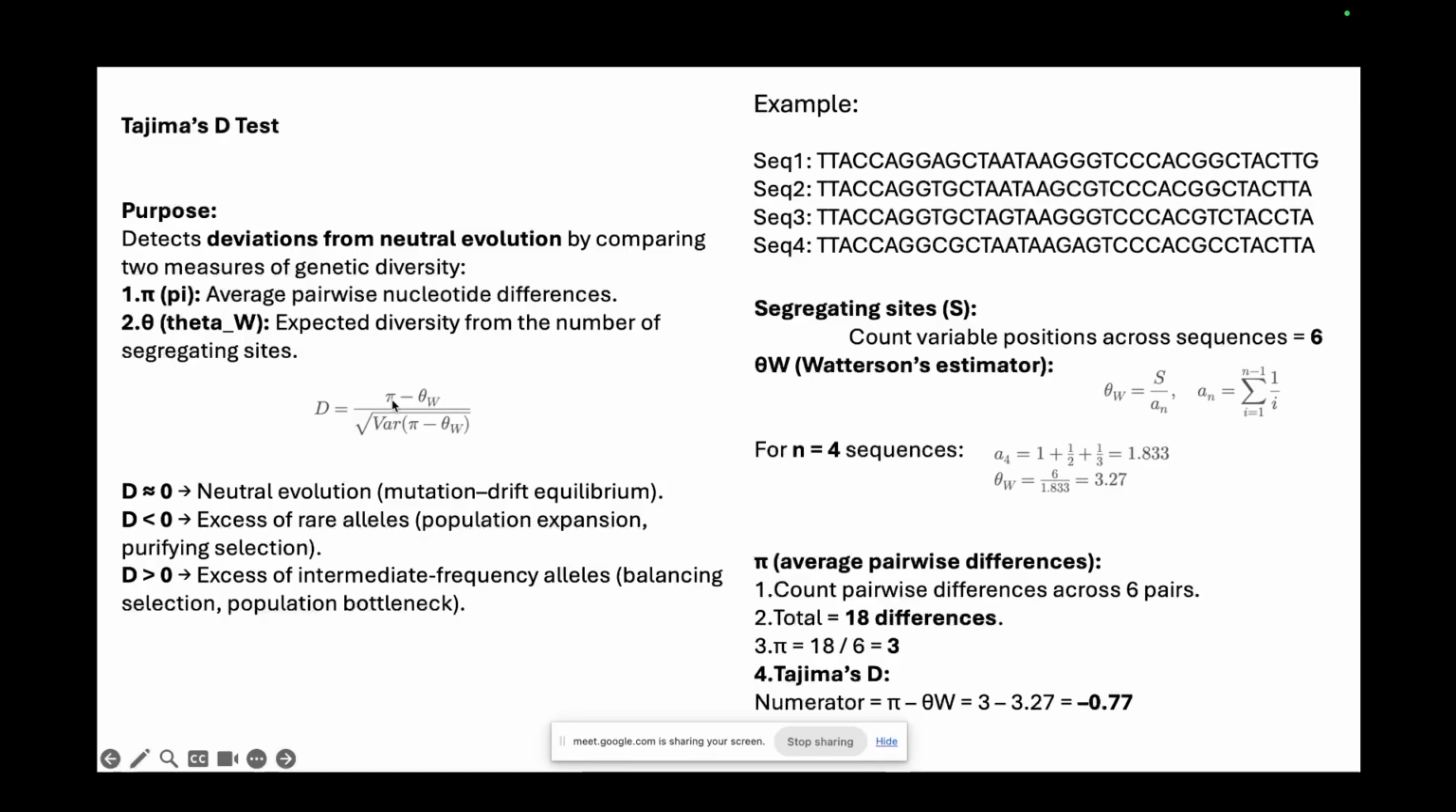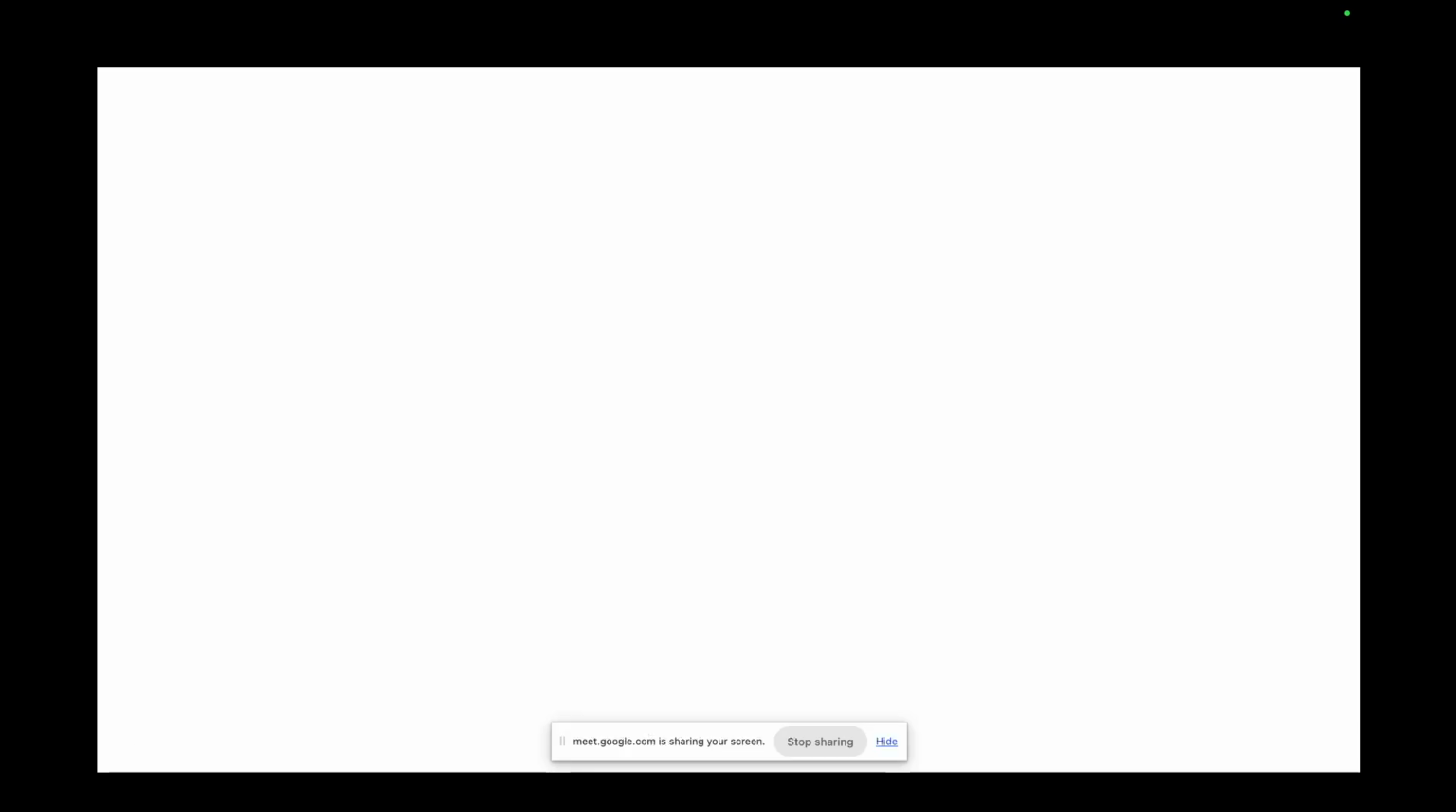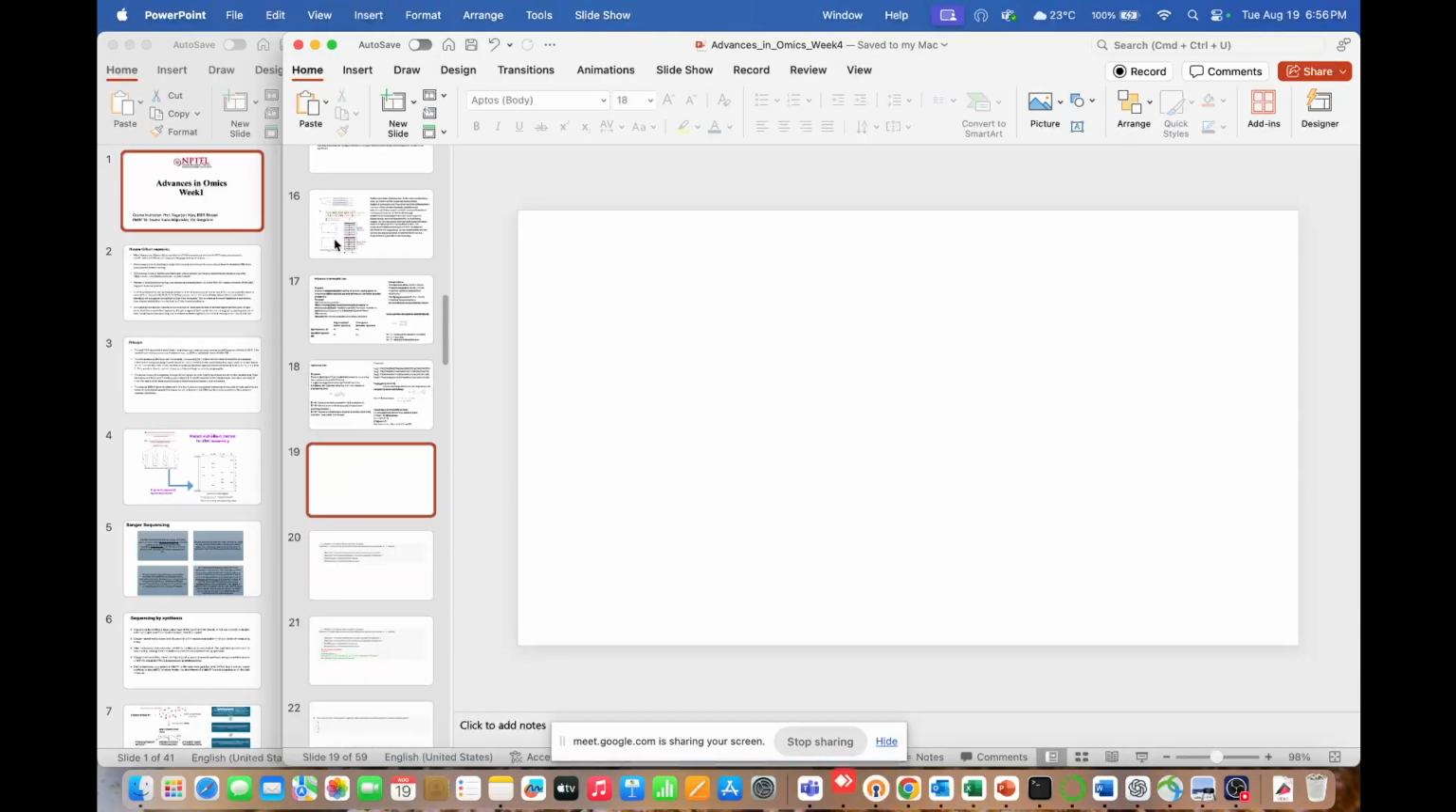I'm not calculating the variance, and the numerator of this is negative. So 3 minus 3.27, since pi is 3 and theta W is 3.27, it becomes negative 0.27, which means there's an excess of rare alleles. If you calculate the variance and divide by it, it will still be negative because the denominator is going to be positive. I've not calculated that for simplicity. So in this case, D is less than 0, which means excess of rare alleles, which is population expansion and purifying selection. So that is all in terms of the content of this week's material.